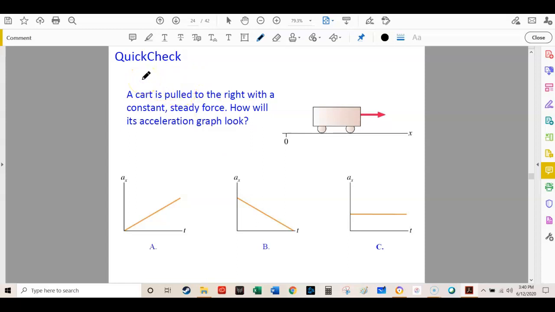I guess we could continue moving, I suppose. If a cart is pushed to the right with a constant steady force, what should the acceleration versus time graph look like? So you have a cart being pushed to the right with a constant force. What should the acceleration versus time graph look like? Should it be A, B, or C?